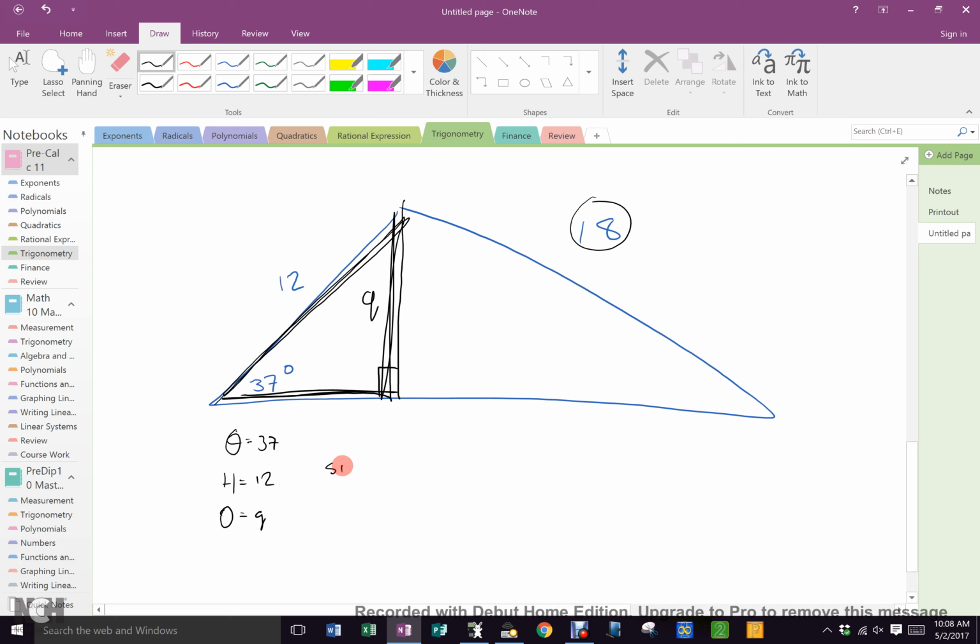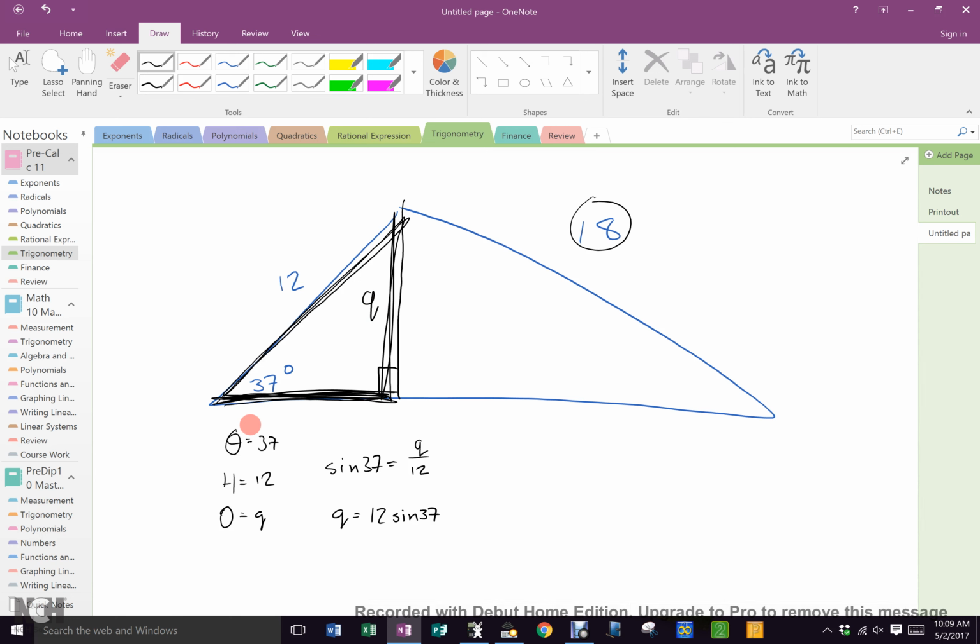Sine. So sine 37 equals q over 12, yes? Everyone agree? So what does q equal? 12 sine 37. Is everyone okay with that? Is everyone good with that? Okay. Once I know q, can I use that to find this side down here? I could. I could do Pythagoras, couldn't I?